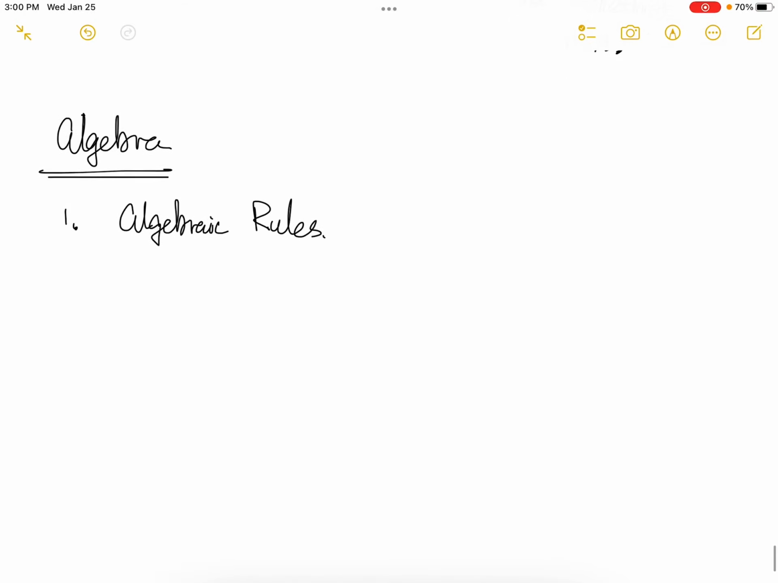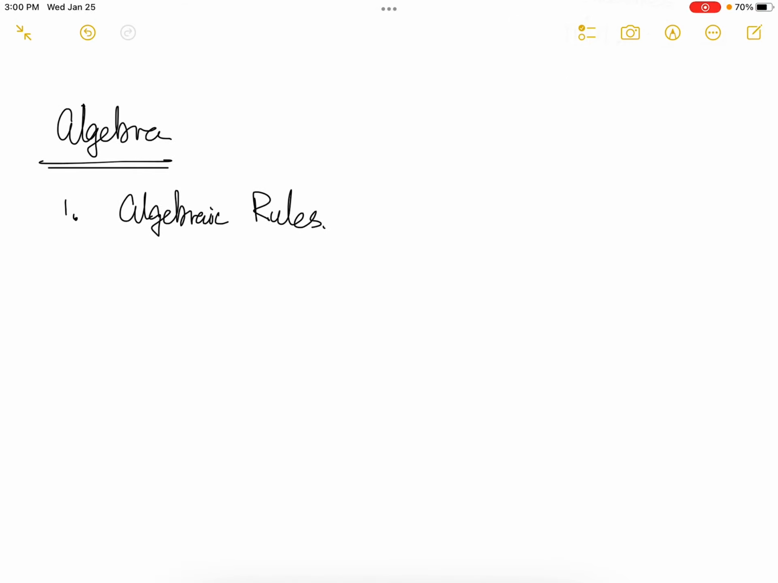Okay, so next we're going to do algebraic expressions, algebraic rules, and basic operation. So let's revisit the algebraic rules.